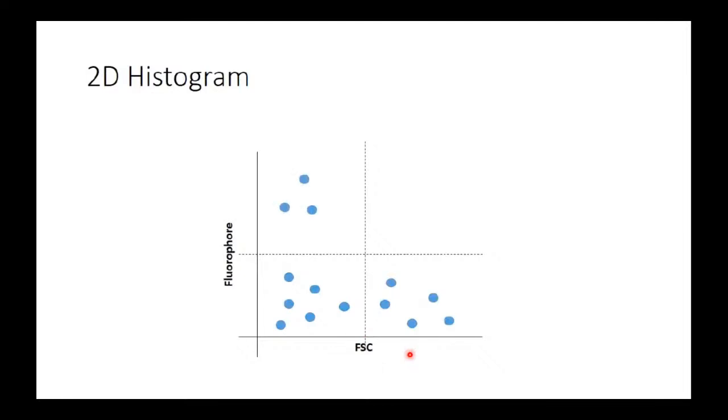Then when the cell appears here, it means that it's expressing the protein, but it's a small cell. And when the cell appears in the upper right quadrant, it means that the cell is big and it's expressing the protein. So this is what we call the two-dimensional histogram. I can combine two data together, and then I get something like this.